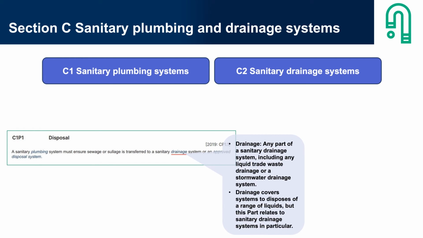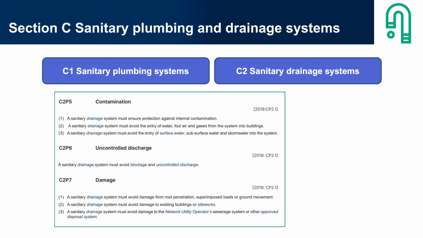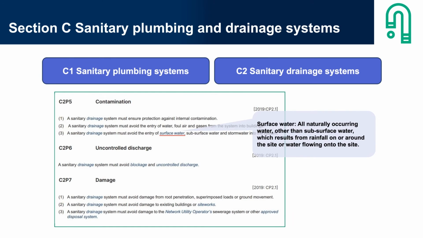Drainage is any part of a sanitary drainage system, including any trade waste drainage or a stormwater drainage system. Drainage covers systems to dispose of a range of liquids, but this part relates to sanitary drainage systems in particular. Approved disposal system is a system for the disposal of sewage, sullage, or stormwater approved by an authority having jurisdiction. C2. Sanitary drainage systems. Surface water is all naturally occurring water, other than subsurface water, which results from rainwater on or around the site or water flowing onto the site.